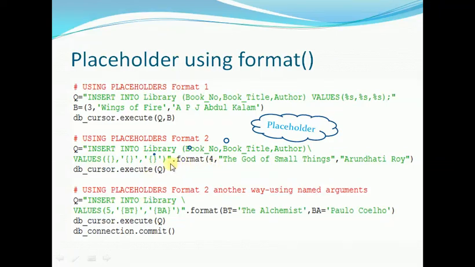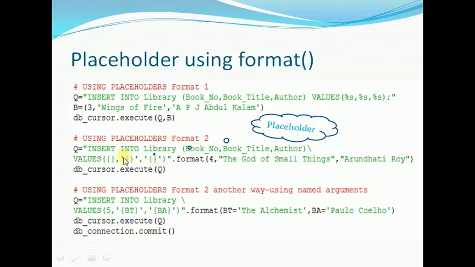First, we are using a format function. The values will be substituted in the placeholders. 4 will be substituted as the first value, that means the book number. Then "The God of Small Things", that is the second value, will be substituted in the second position.